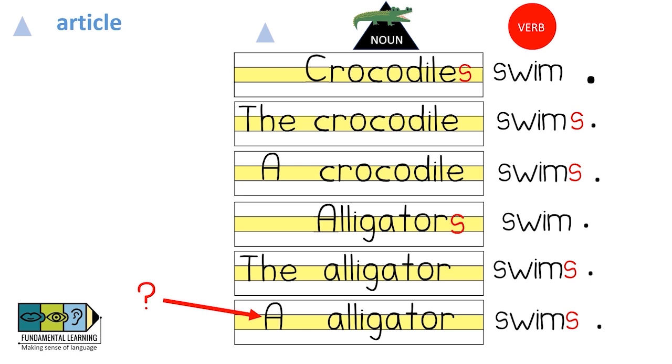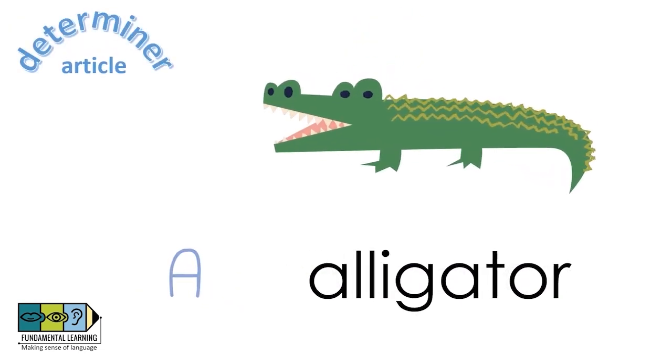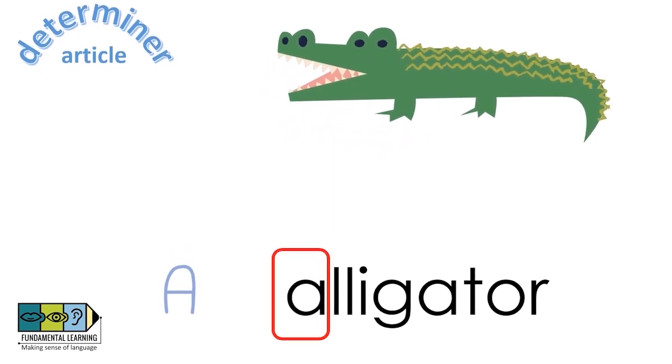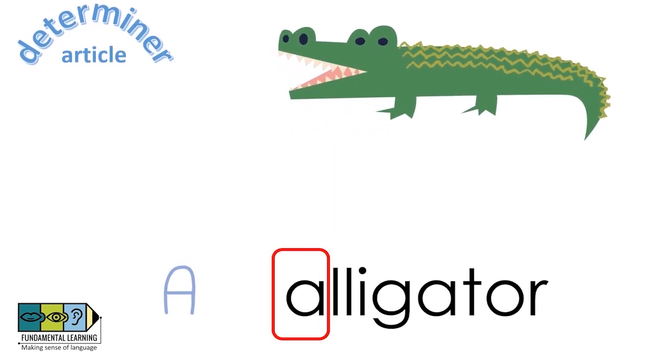When I have that indefinite article, a, and I say a alligator swims, something doesn't seem right there. Instead of a alligator, I might need to use something different. Not a alligator, an alligator. An alligator. That just seems easier to say.